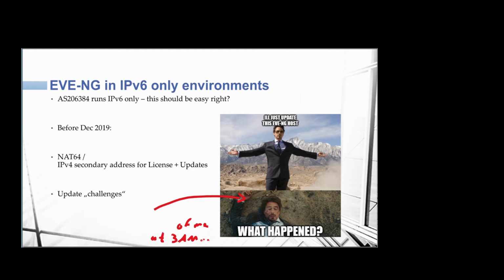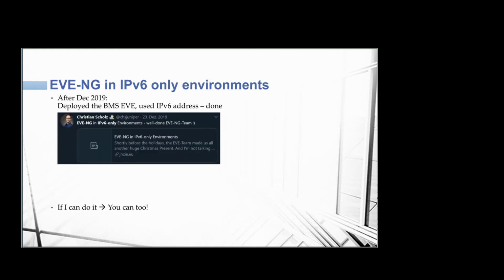But that's a hassle that you don't need anymore, because since December 2019 you just use your IPv6 address instead of an IPv4 address, and you're done. It works. And if I can do it, you can do it too. So just go to your IPv6 environment. Maybe you have one at home, maybe you have one at work. Spin up your EVE. The installation wizard will ask you what IP should I use? Use your IPv6 address, and you will be able to lab away.